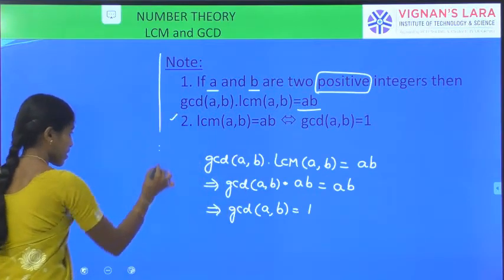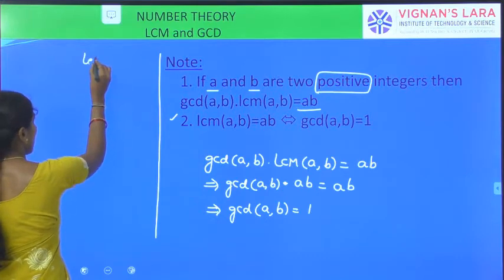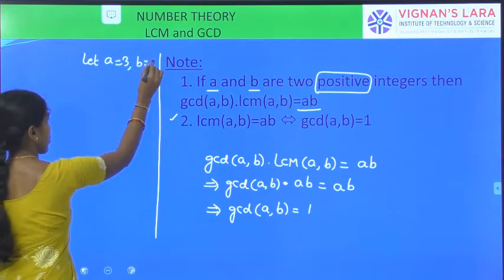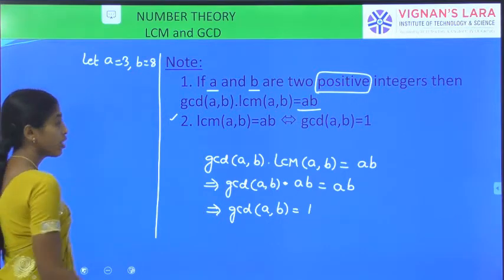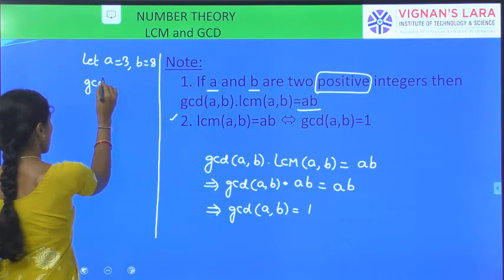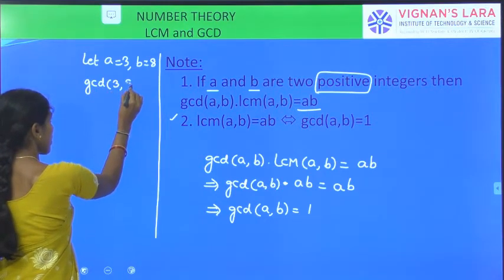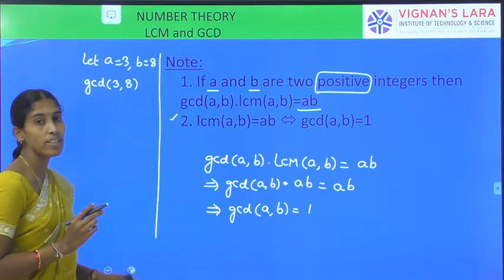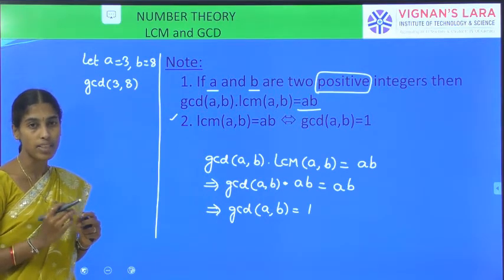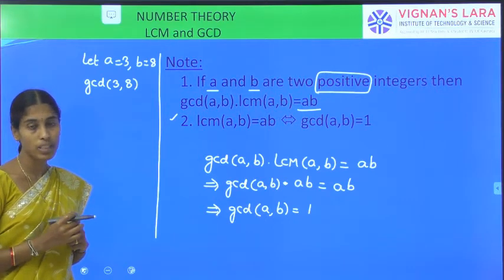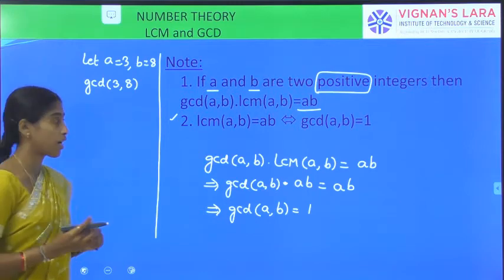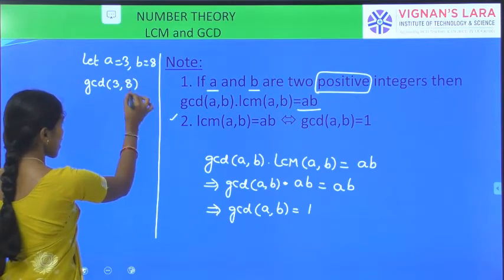Let's see one example. Let A is equal to 3, B is equal to 8. So here GCD of A comma B, that means GCD of 3 comma 8. How can we find this GCD? We can calculate this in two ways: using the factors method, otherwise divisors method; second one is using the division algorithm, otherwise Euclidean algorithm.